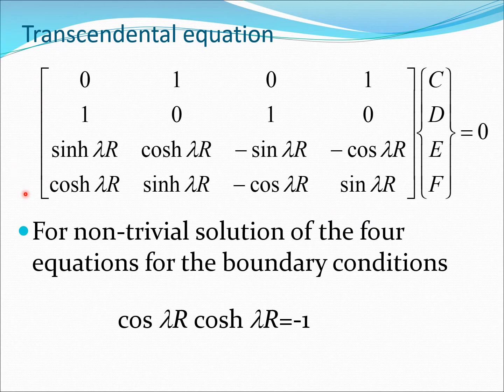Now this is a system of 4 equations, and there is a trivial solution, that is C, D, E, F is 0, but that is not of any interest to us. What is of interest is a non-trivial solution, and we can obtain that by setting the determinant of this matrix to 0. And if we do that, we get the equation cos(lambda R) cosh(lambda R) equals -1.